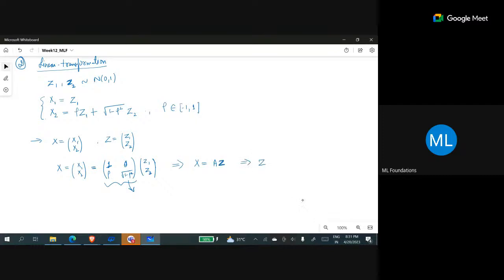So this you can also write as what? This can be written as z equal to A inverse x. So what is A inverse? If I take this as my A matrix, what is going to be A inverse? Interchange A and B. Yeah. So you will get this as 1 minus rho square, 1 by root of 1 minus rho square. Okay, so this is what you will get for A inverse.